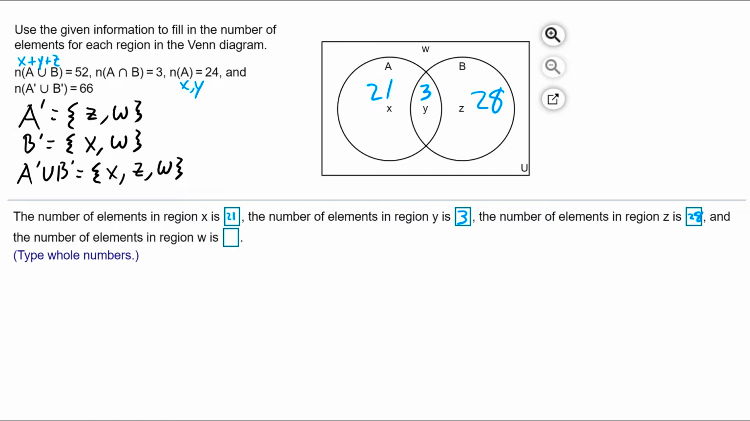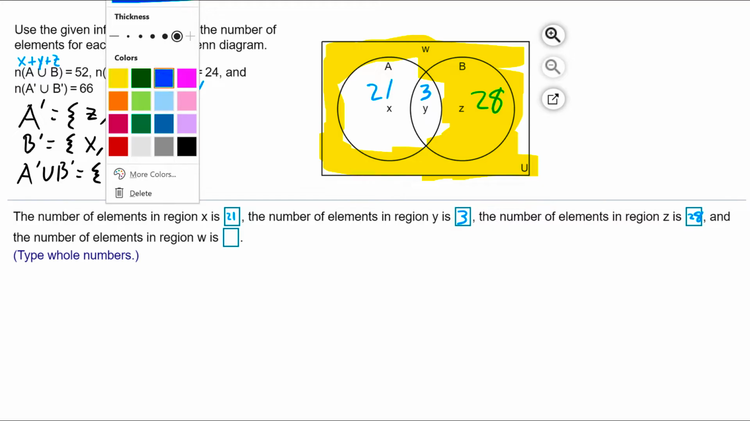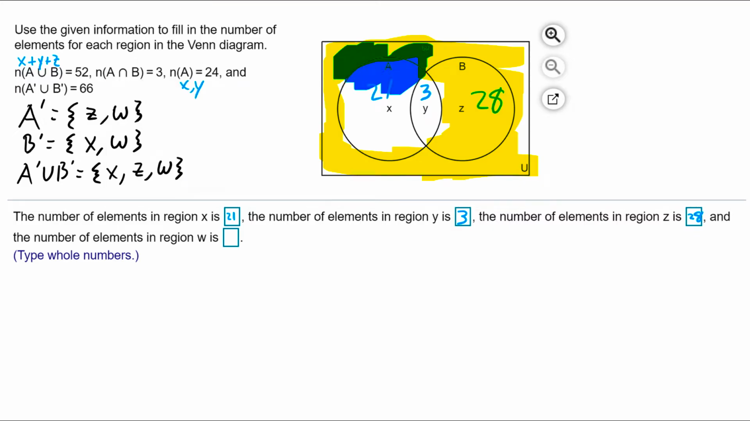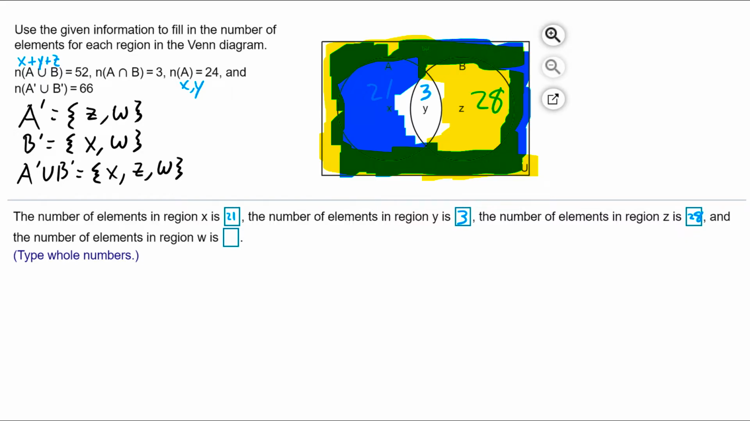Now, unions and complements are kind of confusing because that says A complement union B complement. People often want to think that means it's not in A and also not in B, but that's not true. What it means is we're putting together everything that's not in A, which I'm highlighting now, with everything that is not in B, which I'm highlighting now.